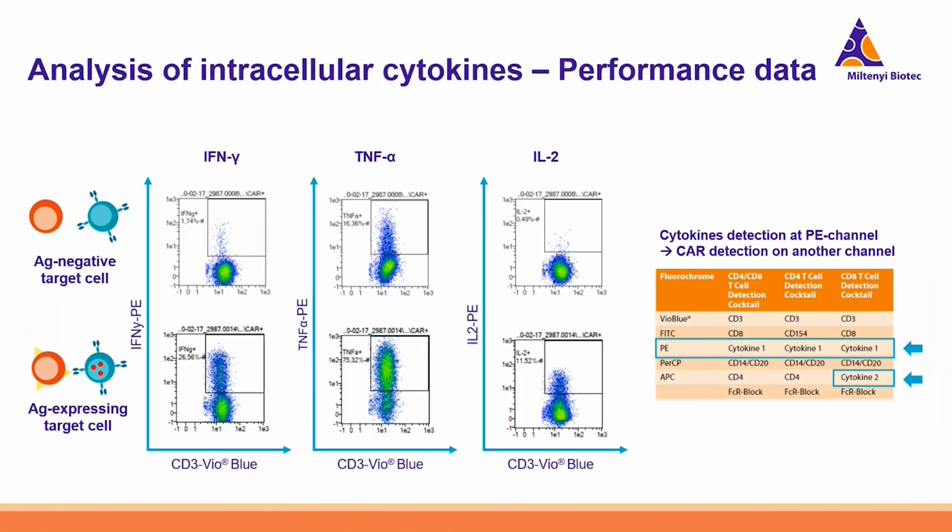So here again, some example data. You can see the staining of interferon gamma, TNF alpha, and IL-2 in the PE channel. And you can see that the amount of cytokines inside of the cells is increased in co-cultures with antigen-expressing target cells compared to the ones with antigen-negative target cells. And of course, a CAR detection reagent can also be added in the panels in one of the 3 channels.